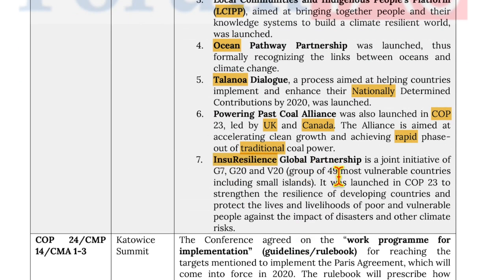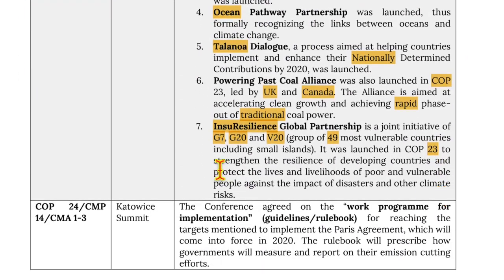Now, InsuResilience Global Partnership is a joint partnership of G7, G20, and V20, that is Vulnerable 20, which is a group of 49 most vulnerable countries, including small islands. It was launched in COP23, that is Bonn Summit, chaired by Fiji, to strengthen the resilience of developing countries and protect the lives and livelihoods of poor and vulnerable people against the impact of disasters and other climate risks.